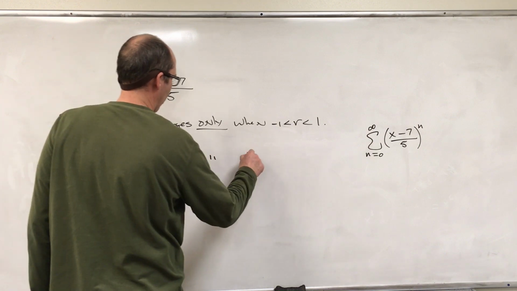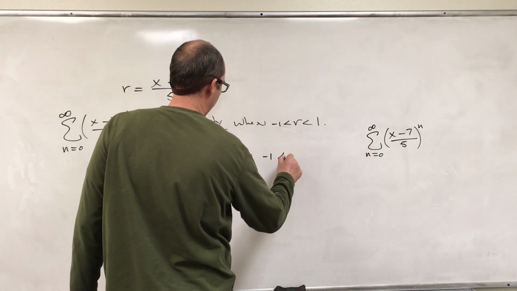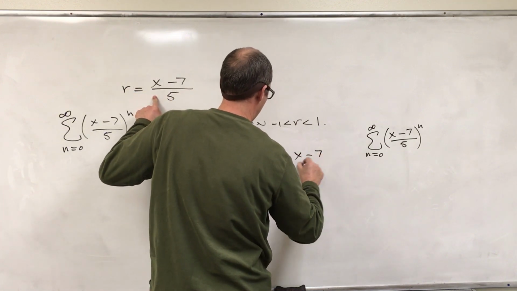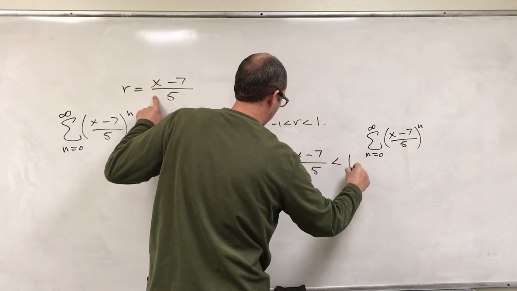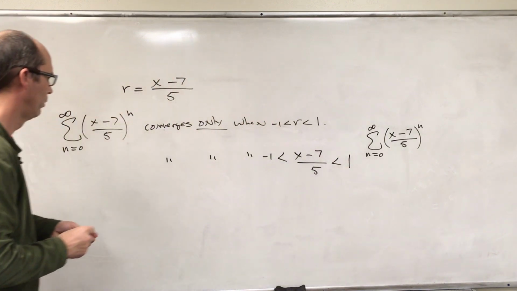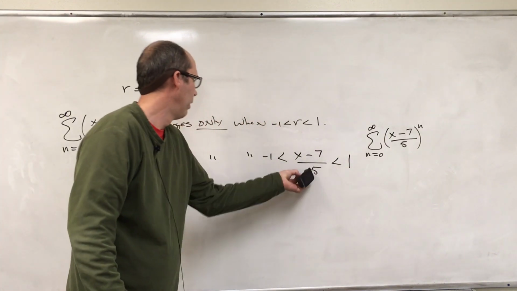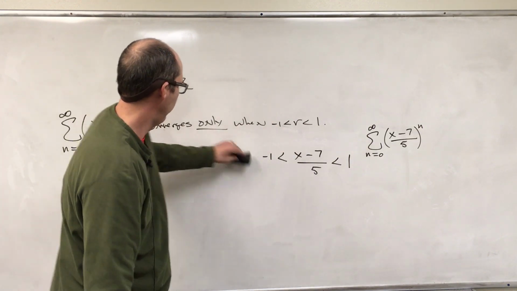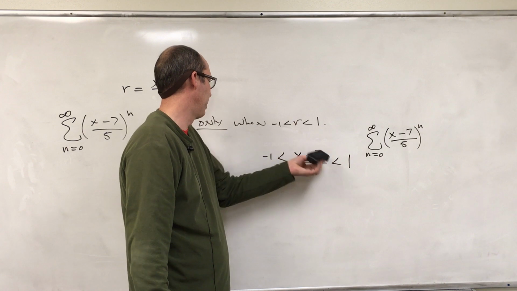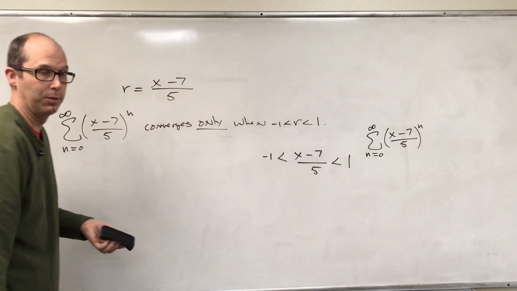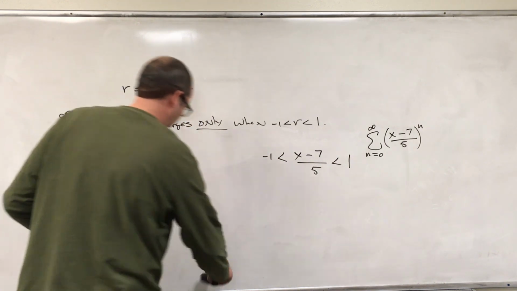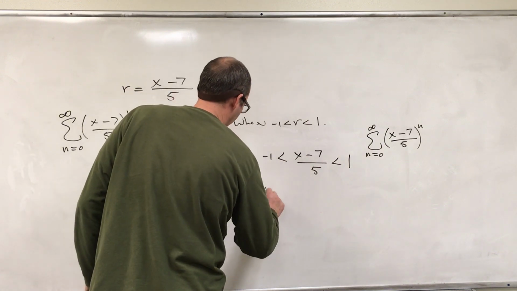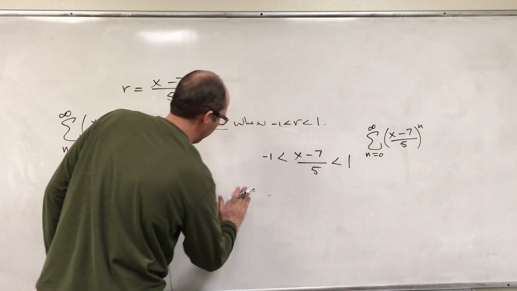All right, so it converges only when -1 is less than r, and r is that. Converges only when r, which is that thing, is between -1 and 1. So r is x minus 7 over 5. So now we'll solve for x. Okay, multiply both sides by 5. We get -5. All right, I can do all the steps here.